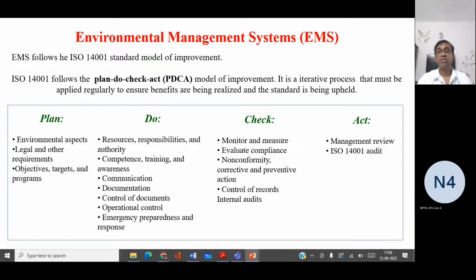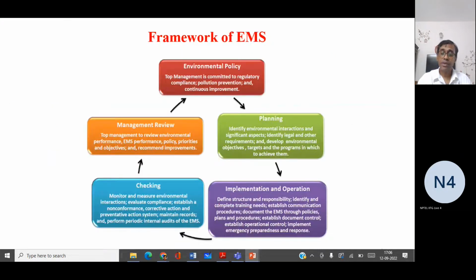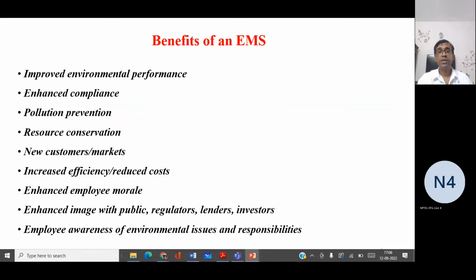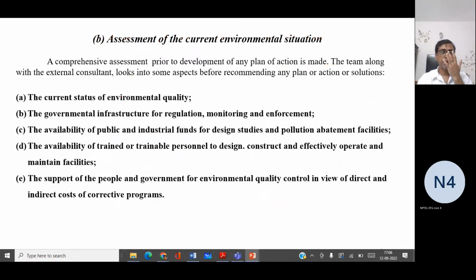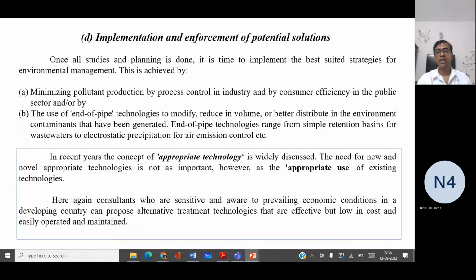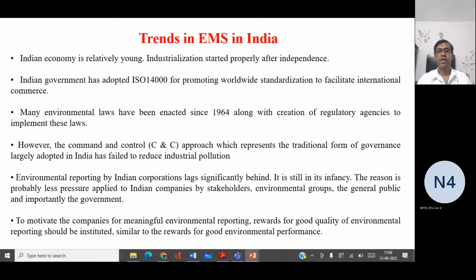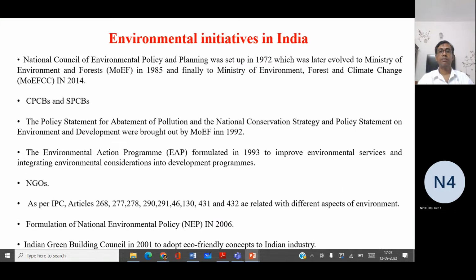We also discussed the PDCA approach, if you remember, Plan Do Check Act, the framework of EMS. Then we discussed the various definitions and benefits of EMS, the significance of EMS in developing countries, various aspects of its role in development, and trends in our country as far as environment management systems are concerned. Different environment initiatives we discussed.